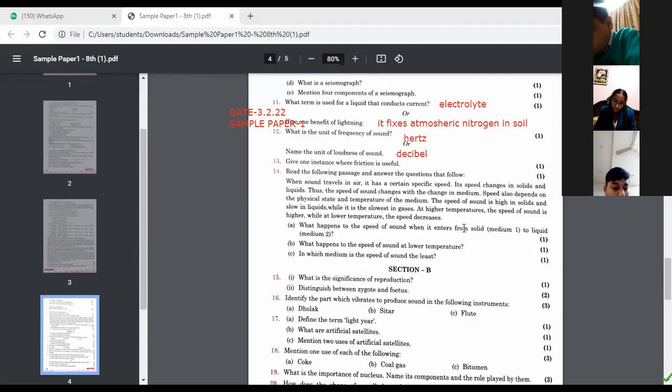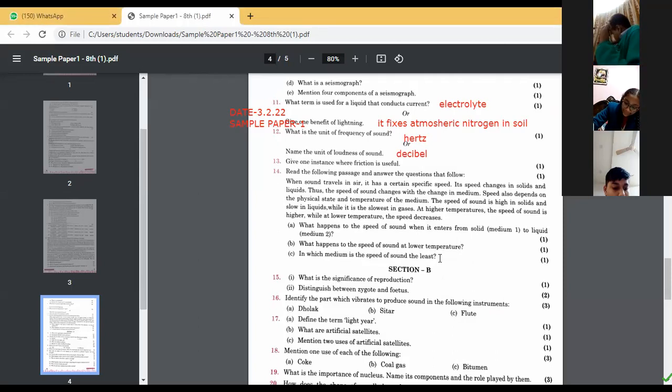What happens to the speed of sound when it enters from solid to liquid, medium 1 to medium 2? What happens? It slows down. Yes, the speed slows down. Okay. Next, what happens to the speed of sound at lower temperature? When the temperature is lower, then what will happen? Ma'am, the speed decreases. Okay, very good. Speed decreases. Very good.